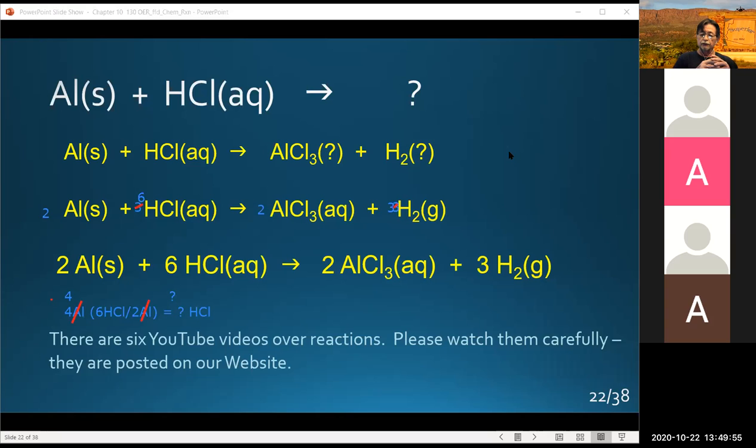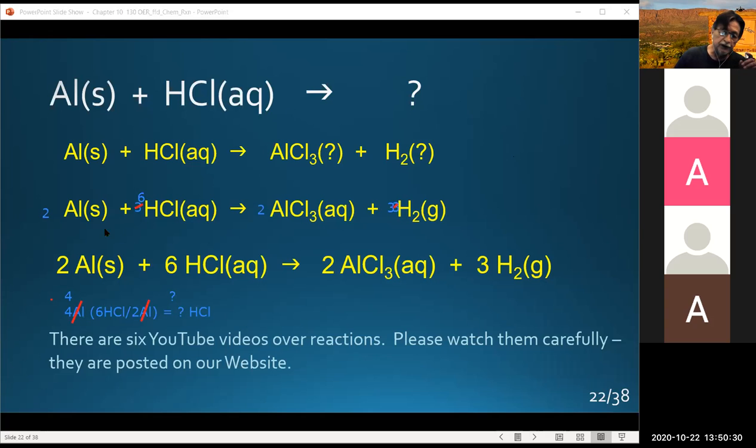Okay? So even though 2 and 6 are divisible by 2, 3 isn't. 3 is not divisible by 2 because you end up at 1.5. So you want your coefficients to remain the lowest whole numbers without going into fractions. Okay? So it is 2, 6, 2, and 3. All right? Just like the subscripts are always whole numbers, the coefficients will always be whole numbers.